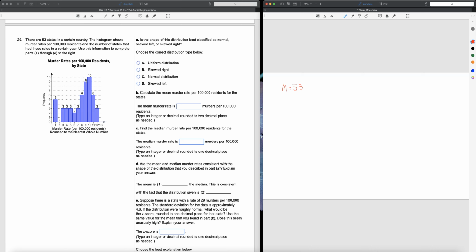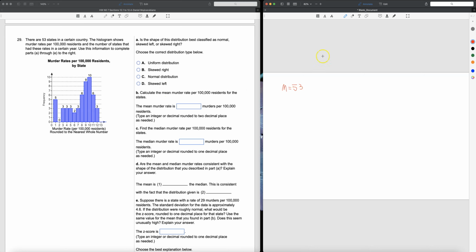Okay, and so on. So if you want to compute the mean, what you need to do is to take all these outcomes and multiply each outcome by the corresponding frequency. 1 times 5, and then you add those values, plus 3 times 3, and so on, and so on. And then you add those values, and when you have all that summation, you're going to divide by 53, and that is going to give you the mean. That's the way to compute the mean over here. That's one of the things that I want to tell you. Okay?